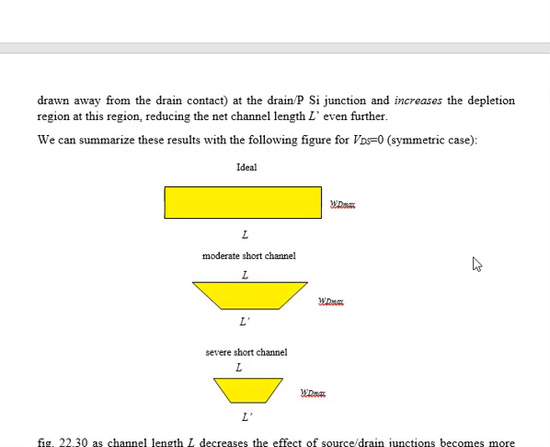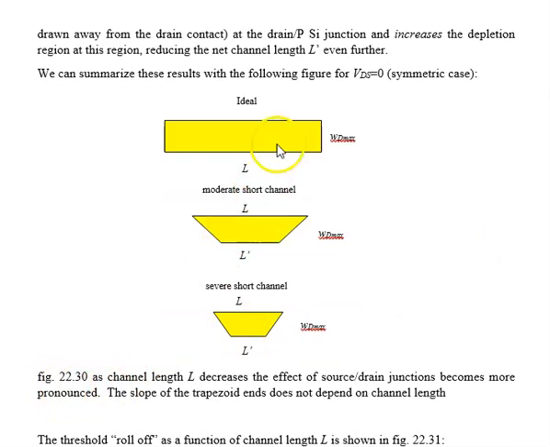So let's summarize these results in figure 22.30. The ideal situation, of course, does not involve a source and drain contact. It would just be a depletion region, which has a width of WD, or in this case, a height of WD max at threshold, and we would have the full channel length L. If I have a moderate case, again, we're not putting on a source to drain voltage, so there is symmetry between the left side and the right side, so VDS is 0 in both of these cases.